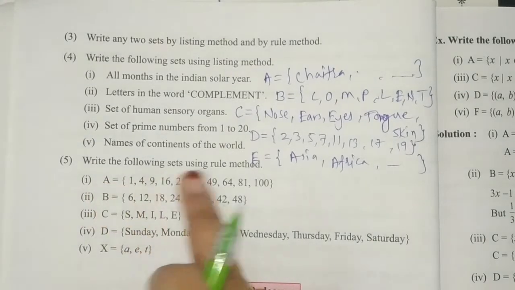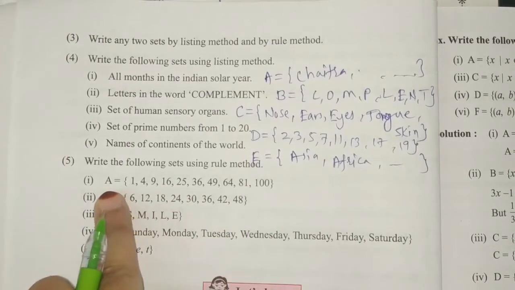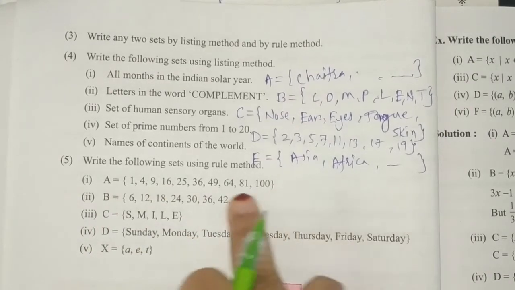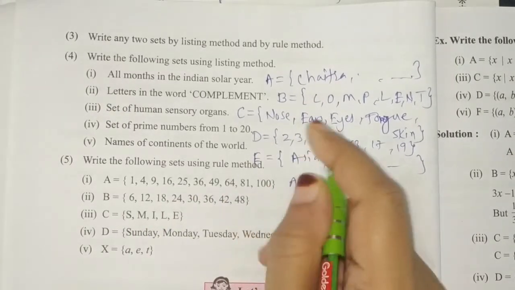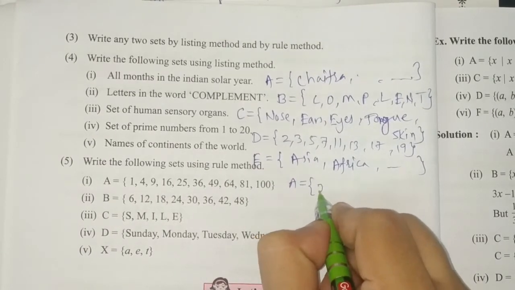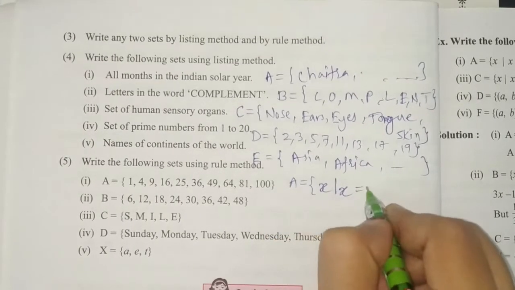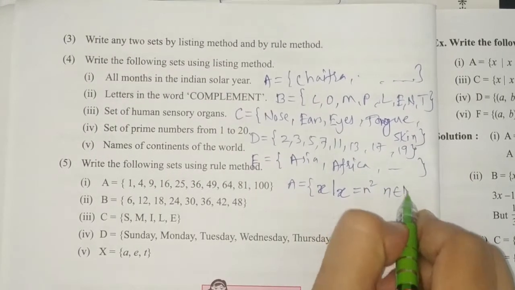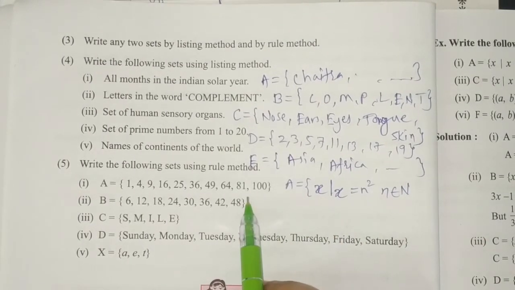Then next, write the following sets using the rule method. So in the rule method we'll write down here A is equal to 1, 4, 9, 16, 25, 36, 49, 64, 81, 100. So if you observe, these are all perfect squares. So A is a set of perfect squares. You can write A has the element x such that we'll define this x property as x is equal to n square. Here n is going to be a natural number, n belongs to capital N. n is a natural number and it is less than or equal to 10.